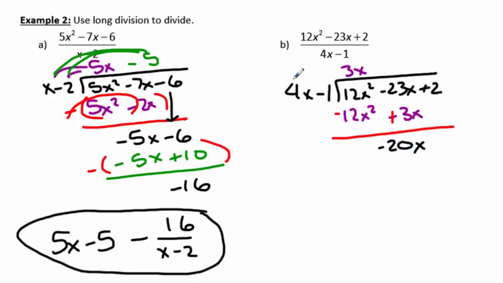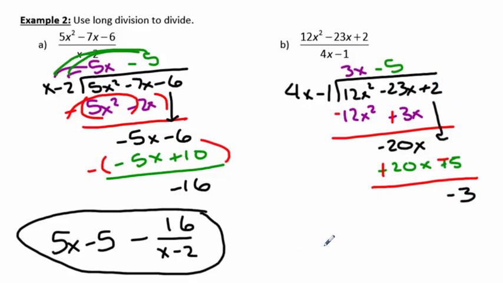Keep going. What do I need to multiply 4x by to get negative 20x? Negative 5. Negative 5 times 4x is going to be negative 20x, and negative 5 times negative 1 will be plus 5. Subtract. So the subtraction symbol is going to make two negatives make that positive, and one negative make this one negative. So that's going to give us negative 20x minus negative 20x is 0x, and 2 minus 5, a remainder of negative 3. Final answer here: 3x minus 5 minus 3 over 4x minus 1.